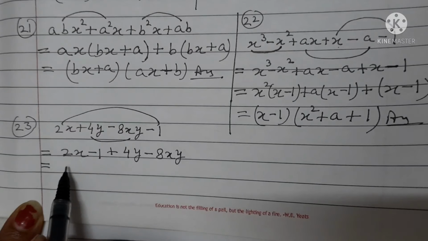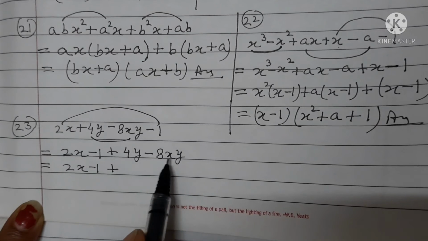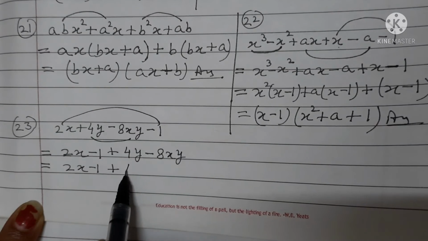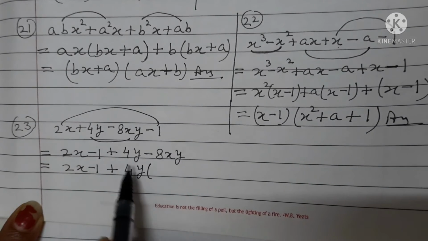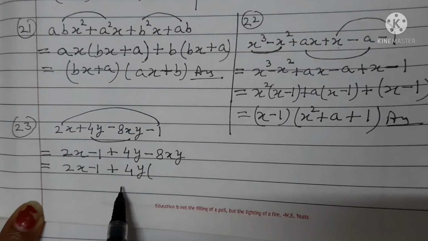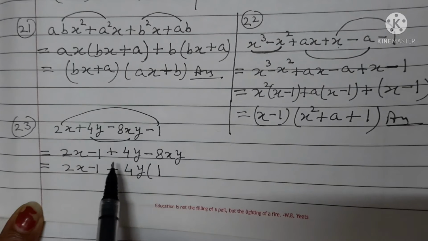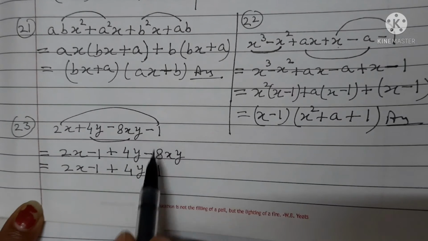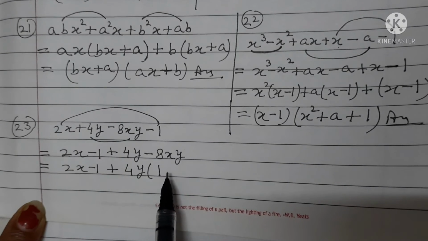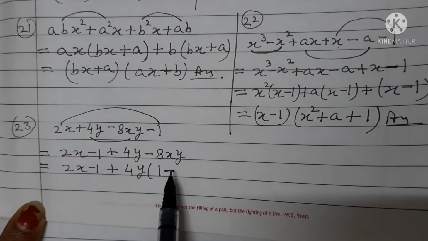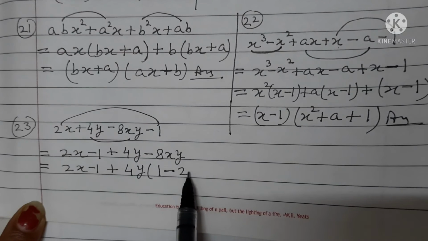Now in 2x - 1 there is no common factor, and in the plus part you can take 4y: first take 4 common, since 8 is 4 times 2, and y you can take common. Here what remains? This is 1, and this is minus 1 here. And what is inside the bracket? 1 minus 2x, that is, 4y times (1 - 2x).